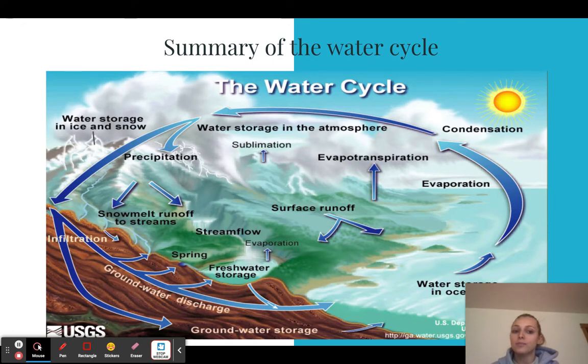Summary of the water cycle. The heat of the sun provides energy to make the water cycle work. The sun evaporates water from the oceans into water vapor. This invisible vapor rises into the atmosphere where the air is colder. The colder air causes the water vapor to condense into smaller water droplets, forming clouds. When the clouds get too heavy, it begins to precipitate in the form of rain, hail, or snow.